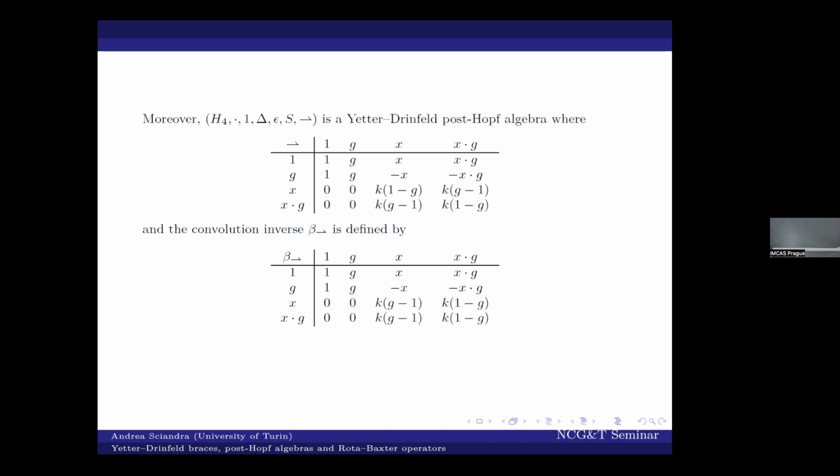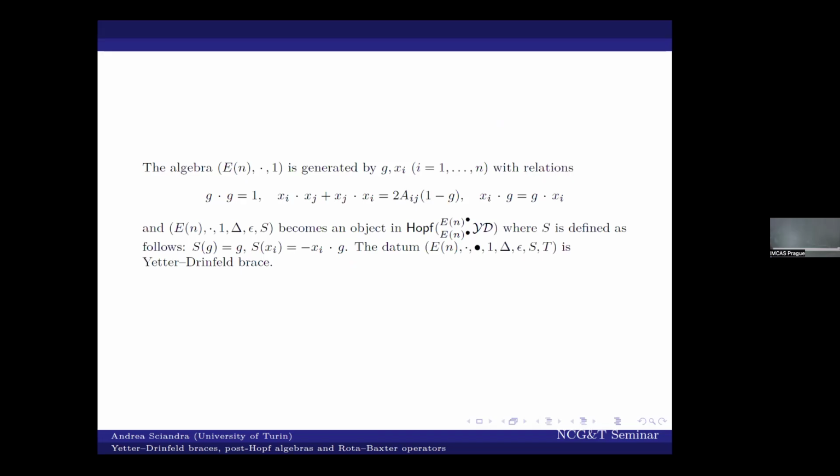and you can read this if you consider xi equal to xj. We have 2xi squared. You can cancel the 2 because the characteristic is different from 2, and in fact you recover the relation that you have for Swidler. But if you consider i different from j, xi xj is minus xj xi plus this other part here.